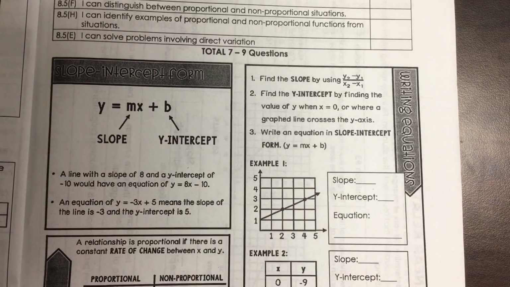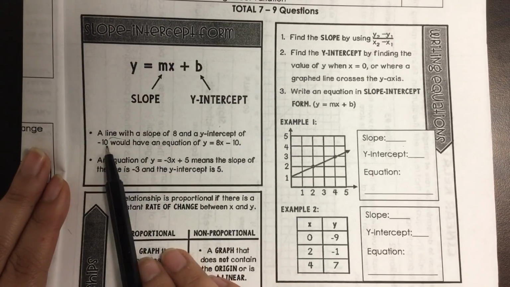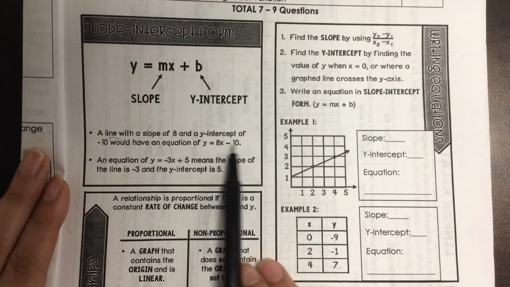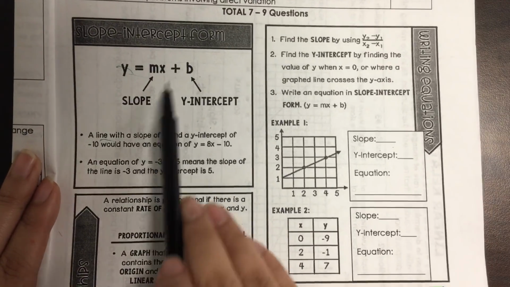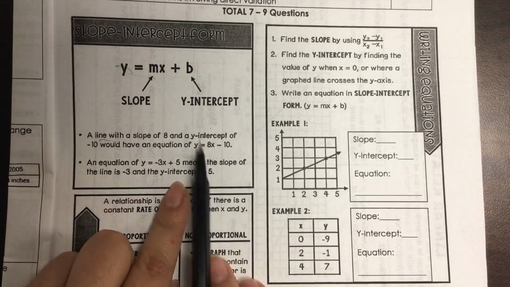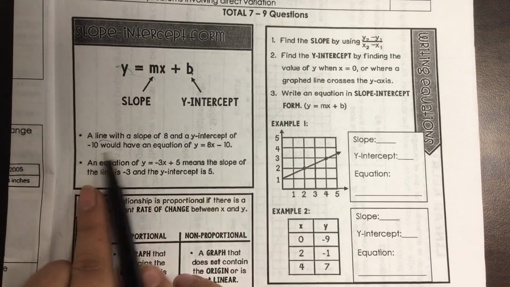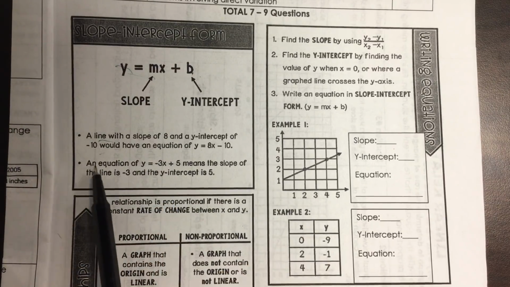So we're going to go ahead and look at a couple examples. For example, a line with a slope of 8 and a y-intercept of -10 would have an equation of y equals 8x minus 10. So we wrote down this formula, and instead of writing m like we do in the formula, we replaced m with the slope, which was 8. And instead of writing b, we replaced it with -10. Remember, when we add a negative number, that's the same as subtracting a number. So they just changed that to minus 10 to simplify it.